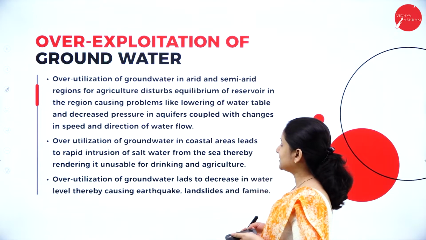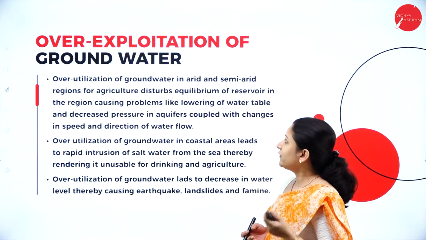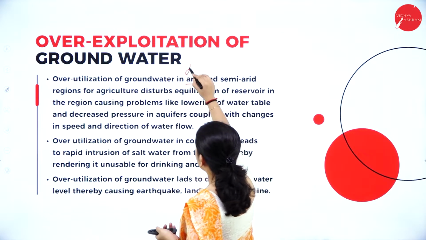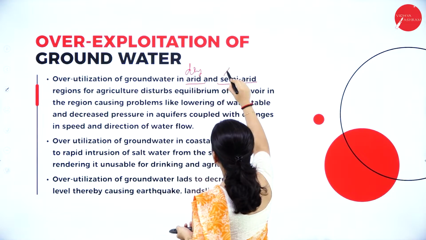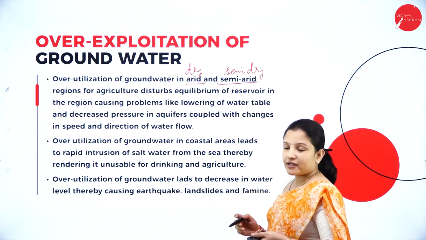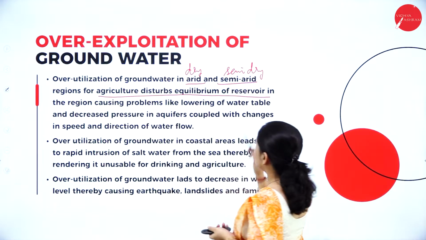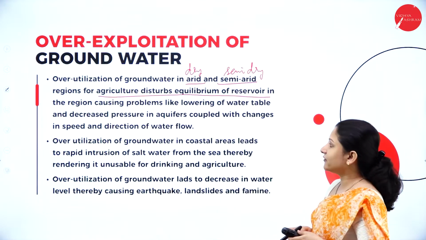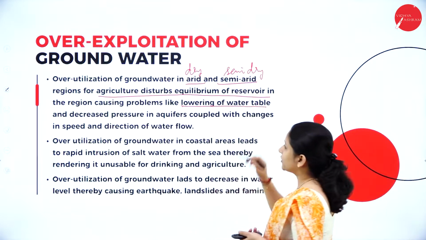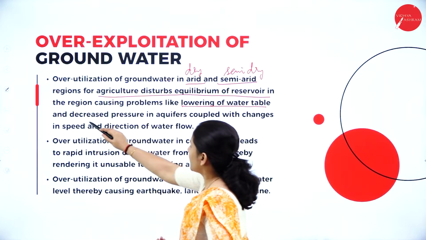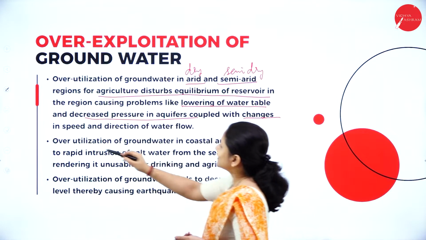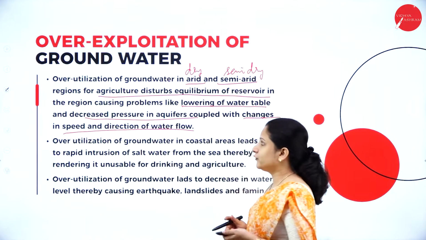Next is overutilization of groundwater in arid, that is in dry areas and in semi-dry areas, for agriculture. This also disturbs the equilibrium of reservoir in the region, causing problems like lowering of water table and decreased pressure in the aquifers, along with changes in speed and direction of water flow.